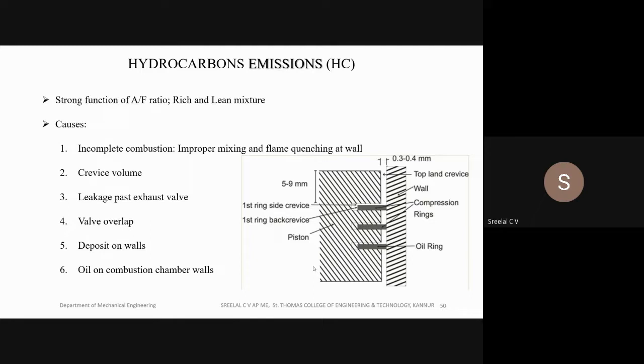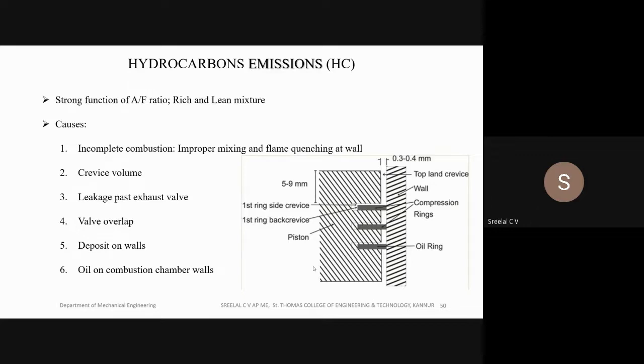Then they will be there as unburned hydrocarbons. Okay, similarly in the case of the lean mixture also. Okay, so this particular AF ratio is a strong factor causing the hydrocarbon emission. Okay, so we are going to discuss the causes. The first one is improper mixing and flame quenching at the wall. Okay, improper mixing you will understand.